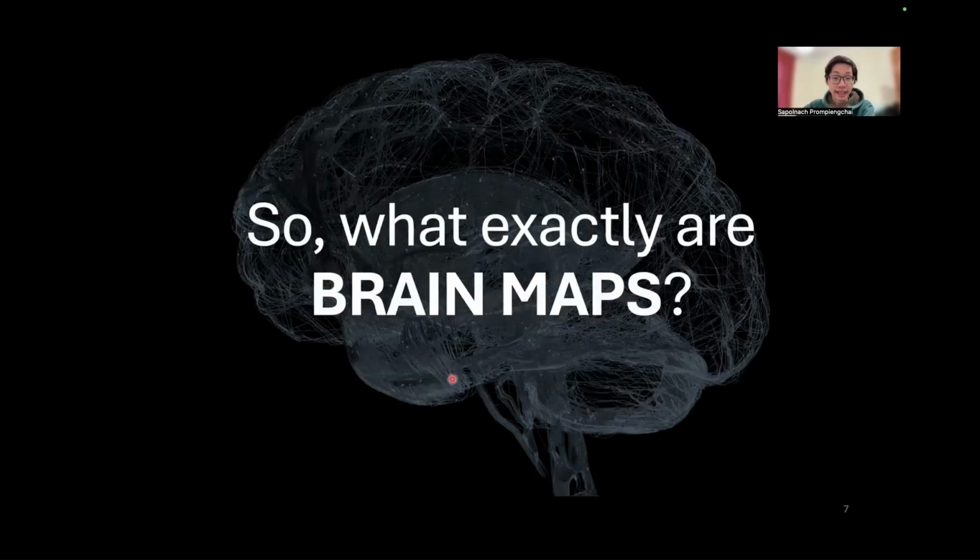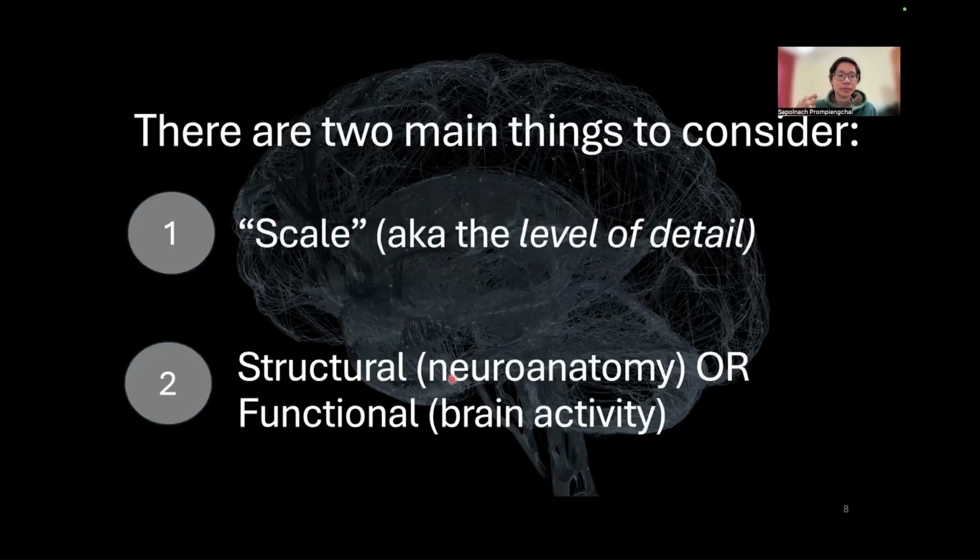So what exactly are brain maps? I know we have talked about this last time, but I'm going to give you a different perspective anyway. When you think of brain maps, you have to think of two things. The first is the scale. In other words, at what level of detail are we mapping the brain? And there are two kinds of scales.